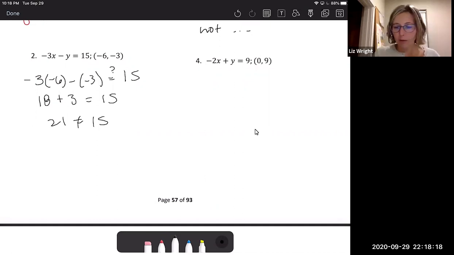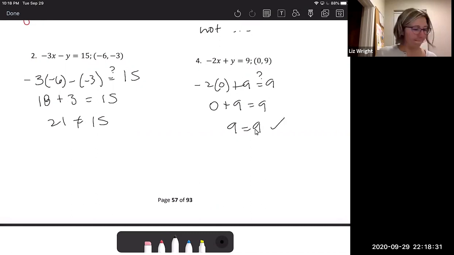Our next one, we've got -2 times 0 plus 9 equals 9. Well, does it? 0 plus 9 equals 9. 9 equals 9. Check. Yes, that one works out.